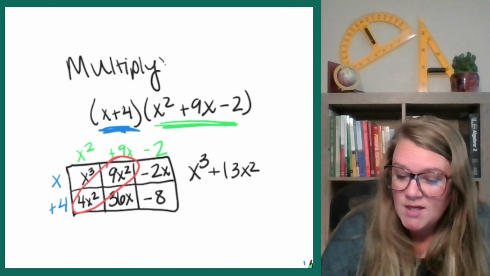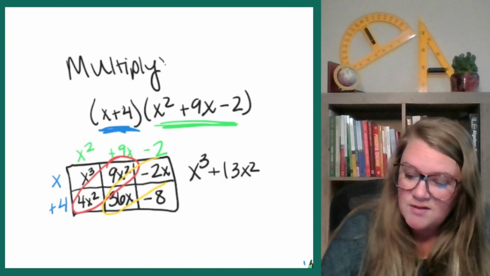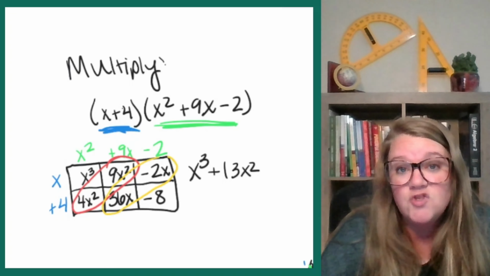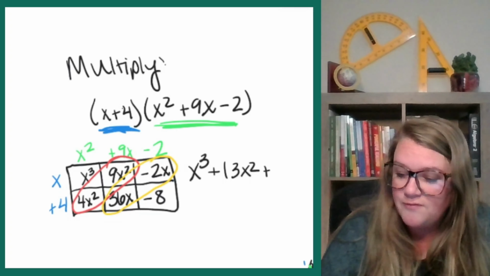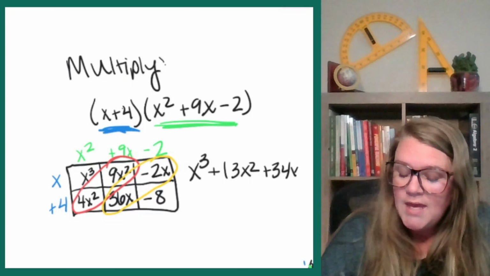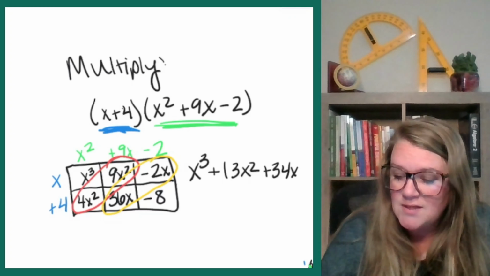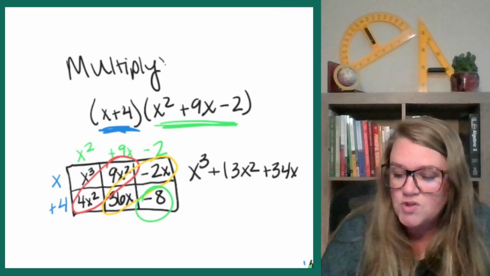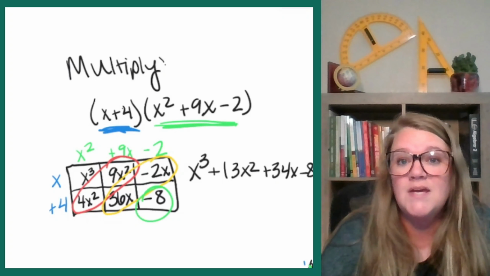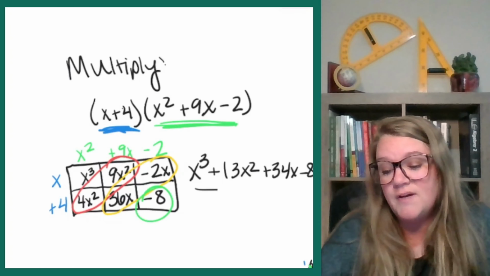Other like terms that I have are my x's, and that's the next term I want to write. So I have a negative 2x and a positive 36x. That gives me a positive 34x. And then that minus 8 that's at the end right here, that one doesn't have any terms that are like it, so that one will just come down at the end, minus 8. And this right here is my final answer.